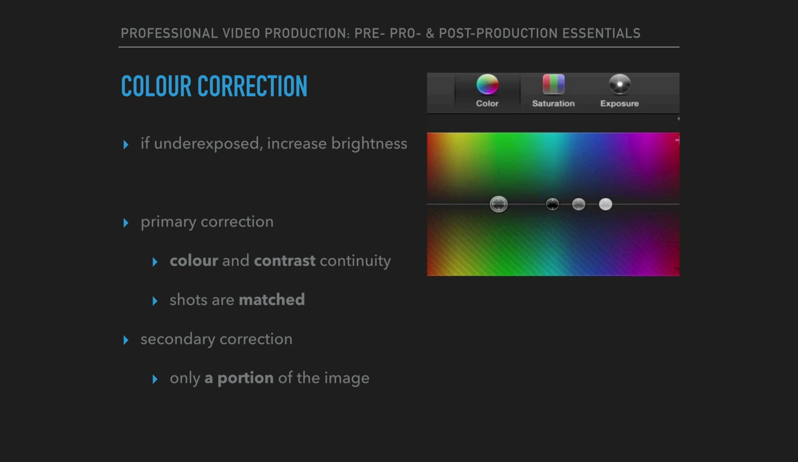Now, secondary correction is more specific than primary correction. Secondary correction refers to changes that are made to only a portion of the image. A mask is often used as a selection tool to ensure corrections are done only within predefined areas.